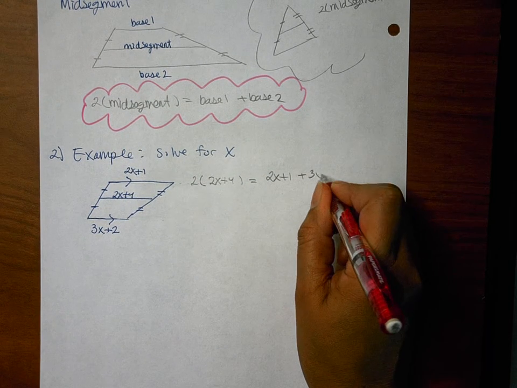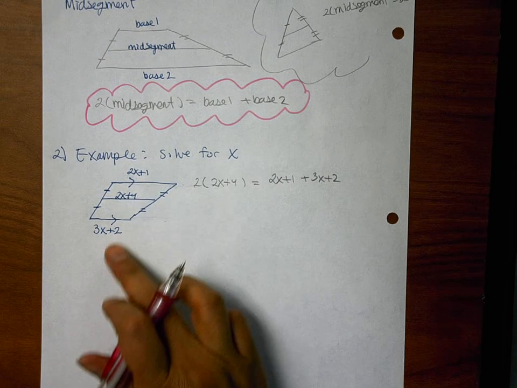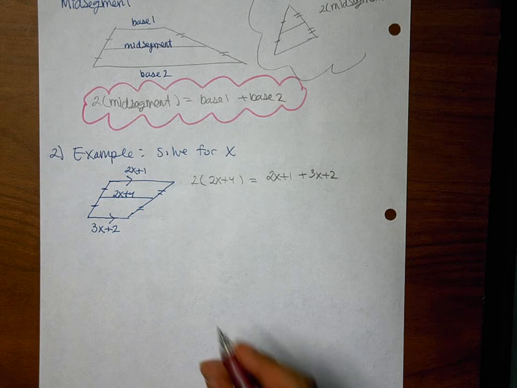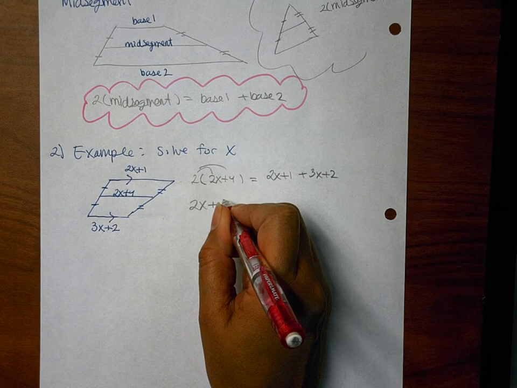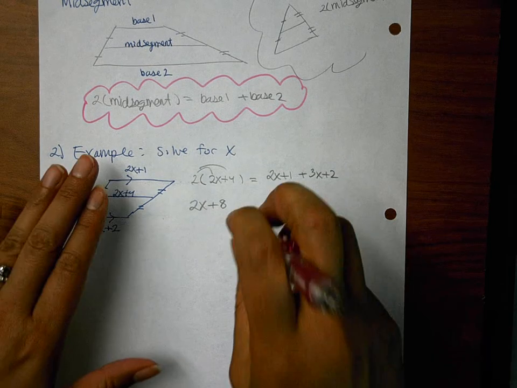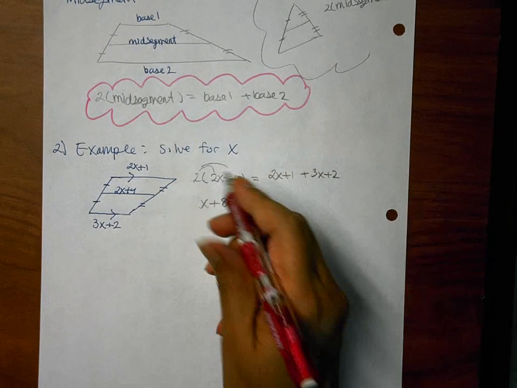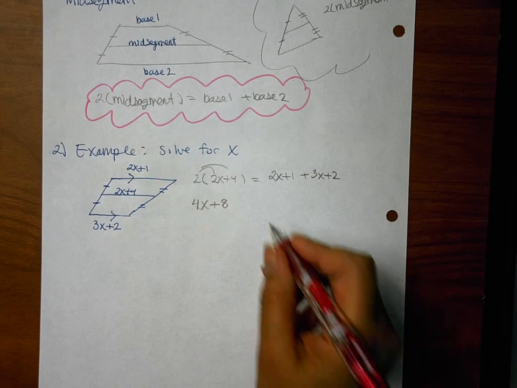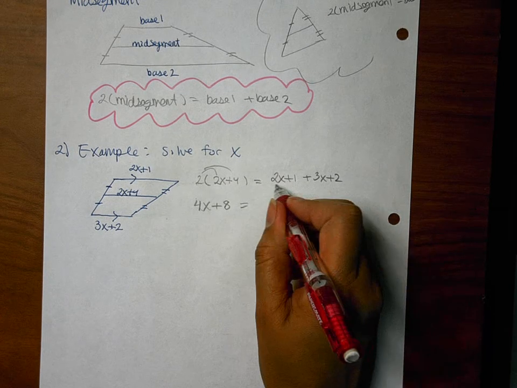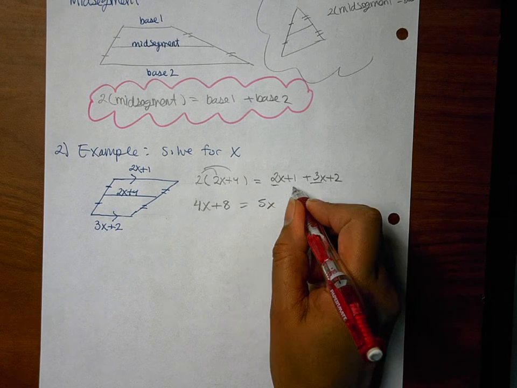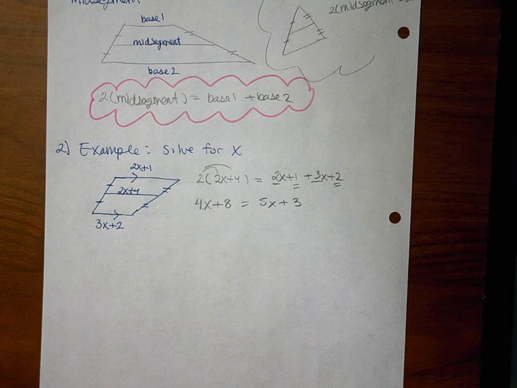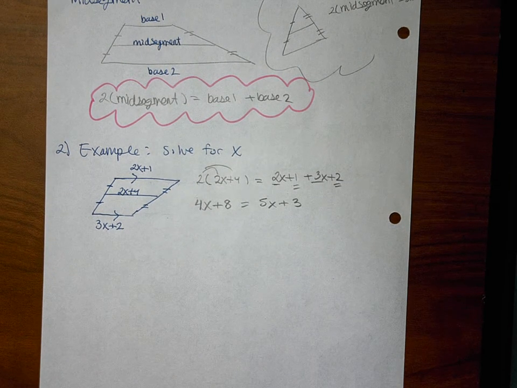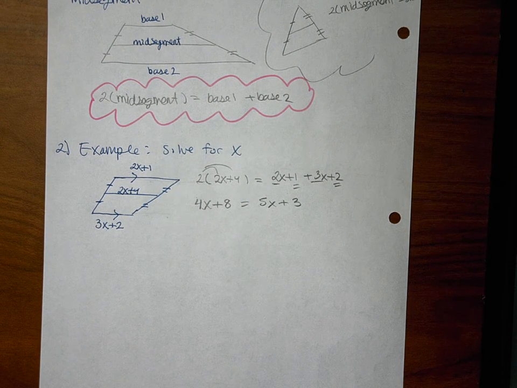2x plus 1 for base 1 plus 3x plus 2. It doesn't matter which one's base 1, base 2, you're adding them together. 2 times 2x plus 4, and don't forget you do have to multiply both of them, and that is not a 2x, that is a 4x. 4x plus 8 equals 5x plus 3. And I'm going to go ahead and let you finish solving for x, and we'll check it in class. That is it for this lesson.